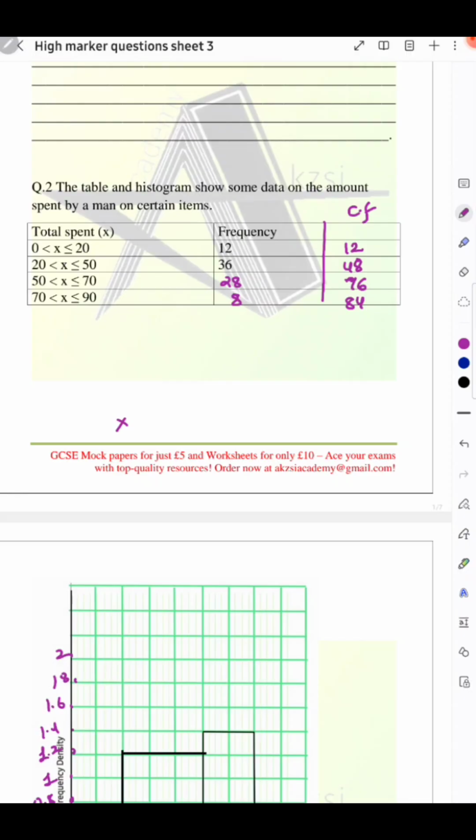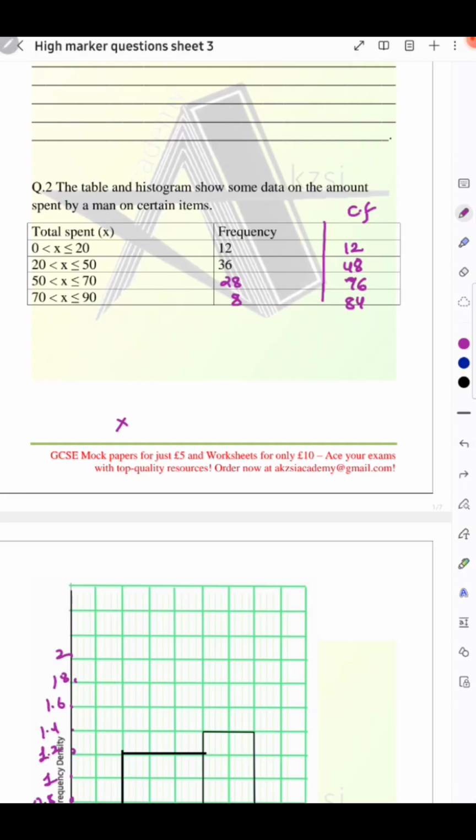So that means this will give me 12 plus 36, then 12 plus 36 plus 28 is 76, then 12 plus 36 plus 28 plus 8 will give me 84. Or you can just keep on adding 12 and 36, 48 plus 28, 76 plus 8, and you will keep on getting the next one. It actually means the same. So these are the cumulative frequencies. At the very end we got 84.